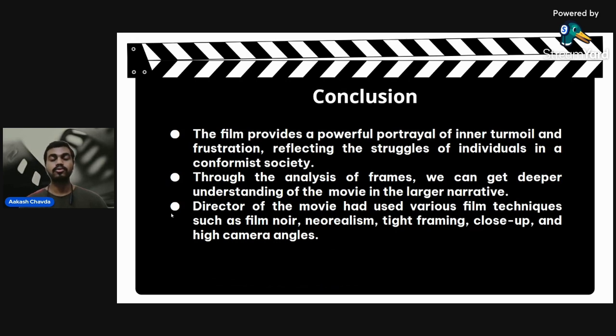By doing film frame analysis of any particular movie, we get to know about the inner turmoil between the characters, or we can see frustration. In this particular movie, it is about the frustration and struggles of individuals in a conformist society. We can see the rift between the upper middle class and the lower class, or working class family. Through the analysis of the frames, we can get a deeper understanding of the movie in the larger narrative.